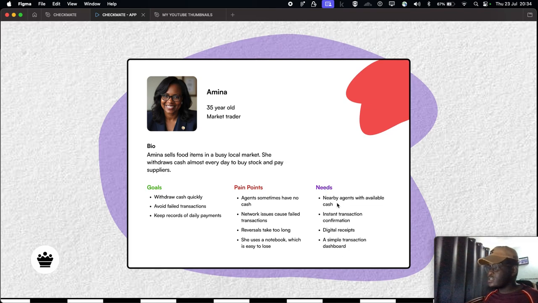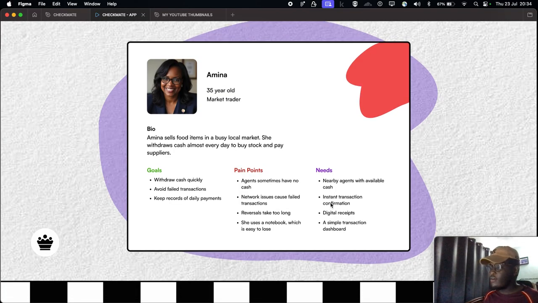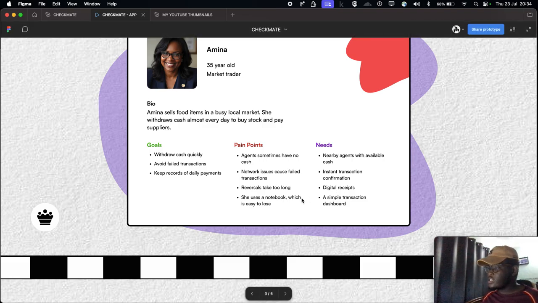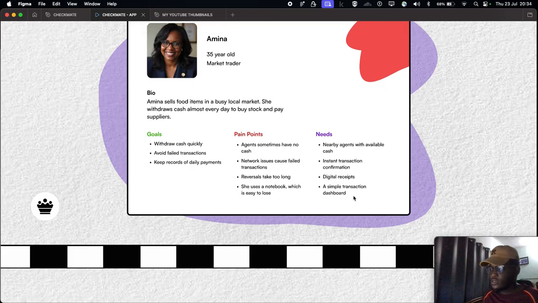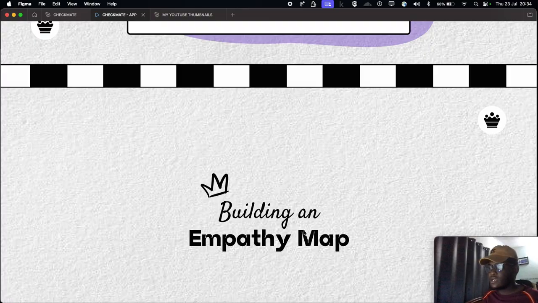So what she needs is she wants this product to help her know the nearby agents with available cash. Do you get? Another need that Amina has is she wants instant transaction confirmation. So if she makes a transaction, she wants to see that confirmation sharp. And she also wants to be able to see digital receipts. So maybe she has made a transaction, she wants to see that receipt instantly, as the transaction is being done. And then she also wants a simple transaction dashboard, right, where she can see all her transactions and go through them. You get? Just something that makes her life easy.